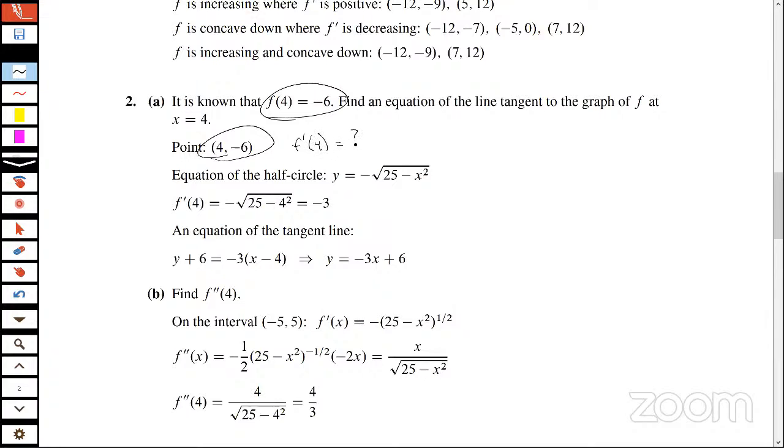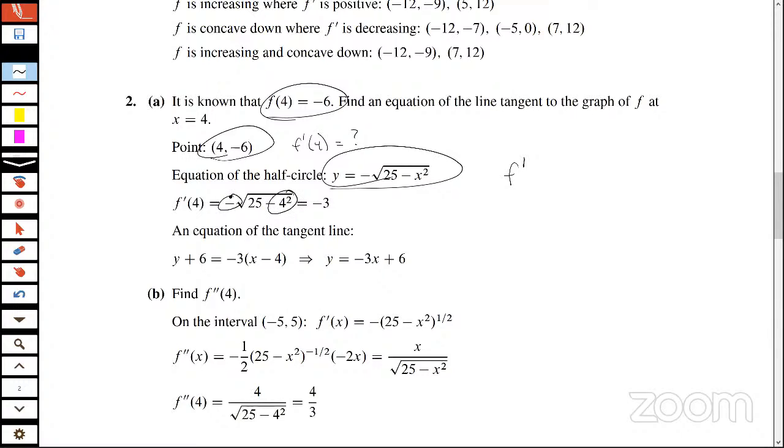Now, I can't look at the graph. I'm sorry, Curtis, I'm not going to arrow back up to that graph, but I can't look at the graph and read off the slope because this is part of the graph that was part of a half circle. So in order to do this, I've got to come up with an equation for that half circle. I'm going to plug in 4 into that equation because remember the graph that was given was a graph of f prime. So I'm going to plug in a 4 here.